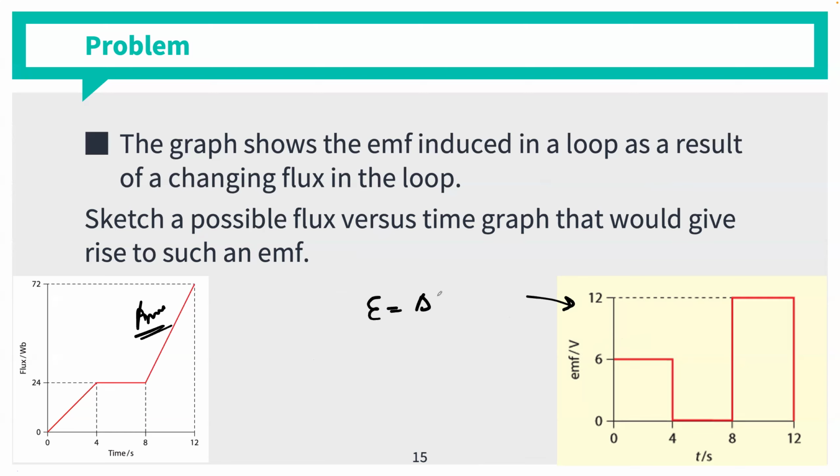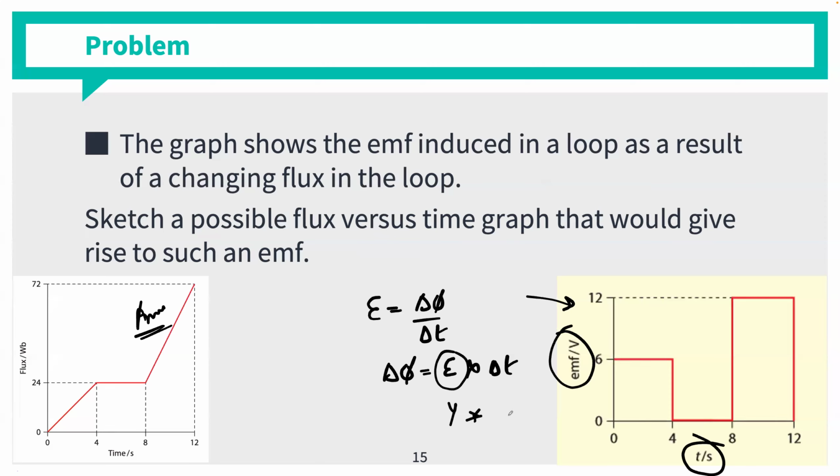So what is EMF? Rate of change in flux. So what is change in flux? EMF into change in time. EMF is the y-axis quantity here and time is the x-axis. So y quantity into x quantity is always the area under the graph. So area under the graph will give you change in flux. So what is the area under the graph here? 6 into 4 is 24. That means the change in flux over here should be 24.